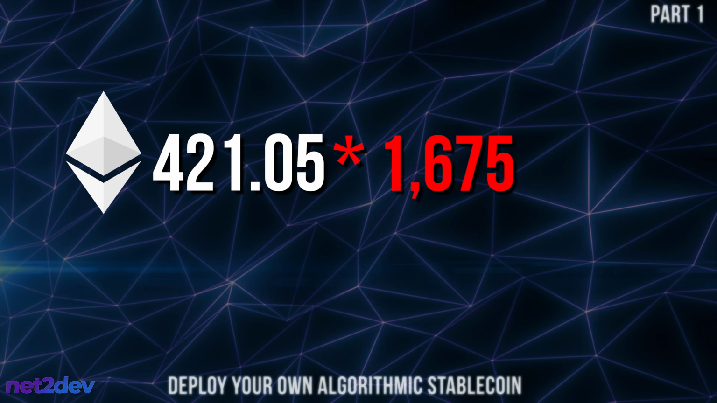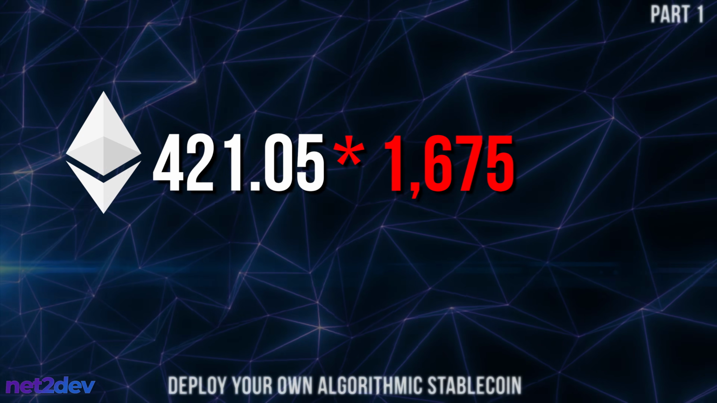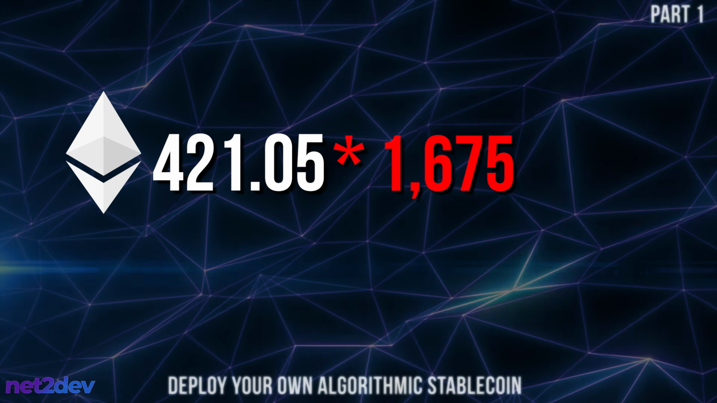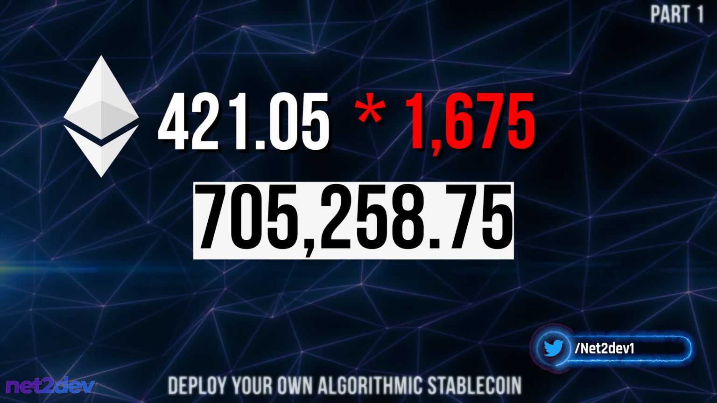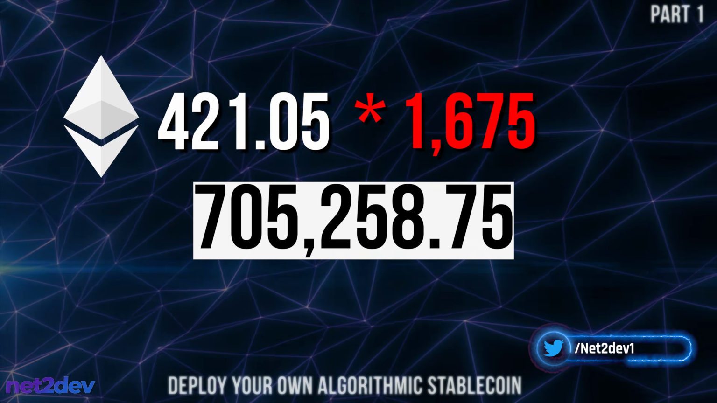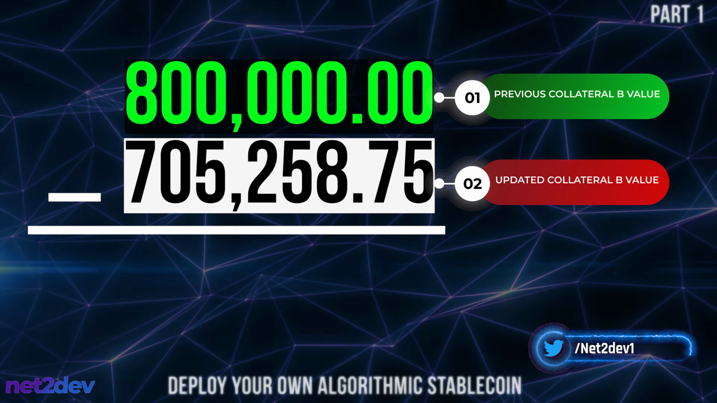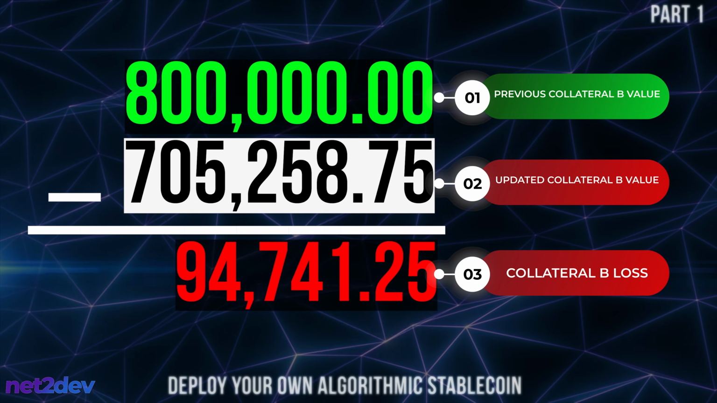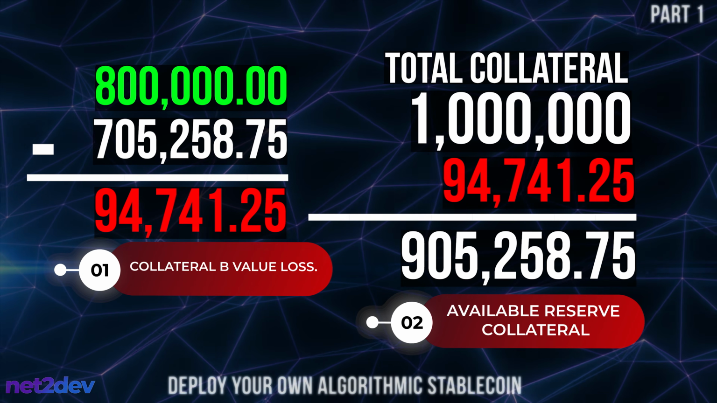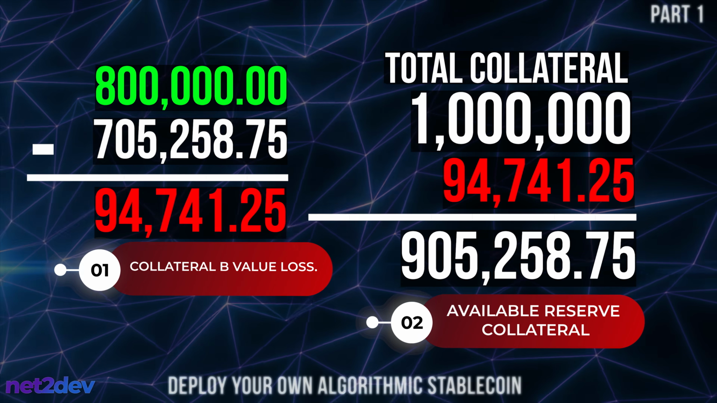Now that we know how many ETH tokens we have on the reserve smart contract, 421.05, we're going to multiply that by the current price of Ethereum, which in this case is $1,675. That gives us $705,258.75. We have effectively lost how much? $100,000 before. We're now going to subtract that, and now we are left with $605,258.75. Yikes.